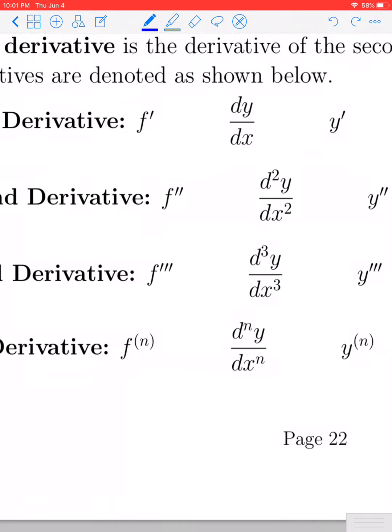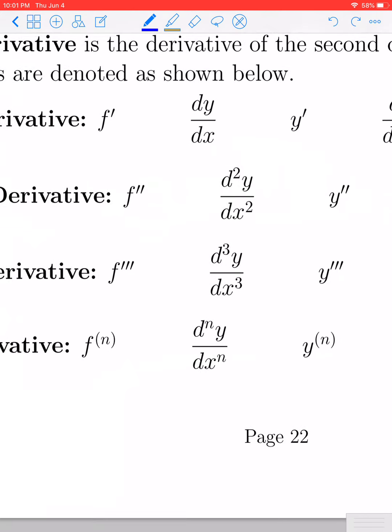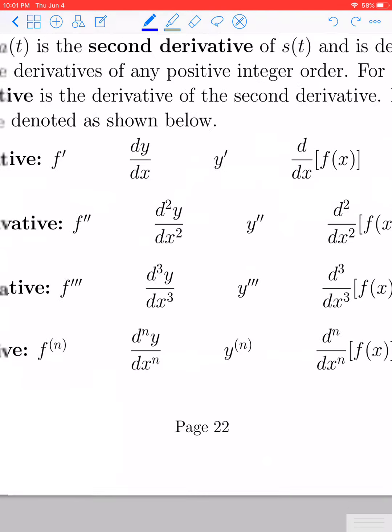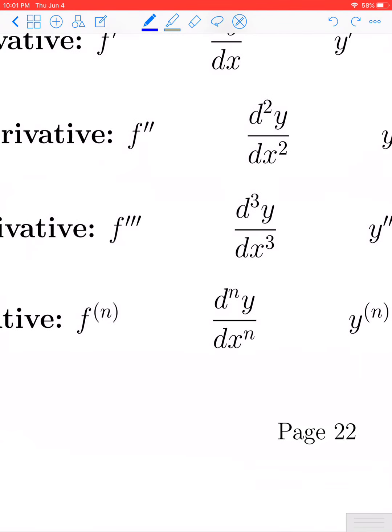Similarly, the third derivative would be f triple prime. Or we could call it d cubed y over dx cubed. Or y triple prime similarly. Once we move beyond the third derivative, though, we'll start to put the number of the derivative in a parenthesis.